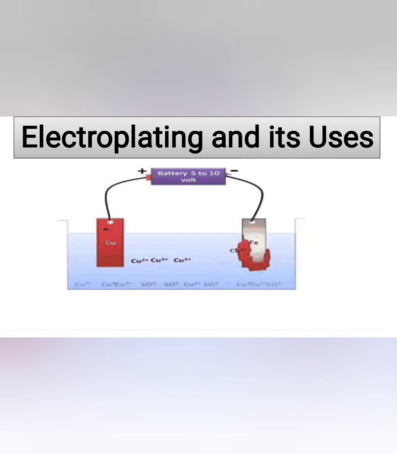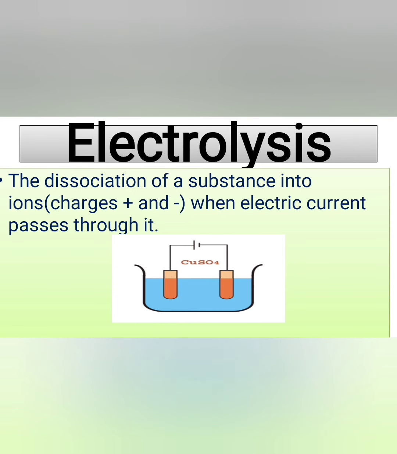Electroplating and its uses. Electroplating is a process of depositing a layer of metal on another metal surface. In the given figure, copper is being deposited on an iron surface by using the process of electrolysis.